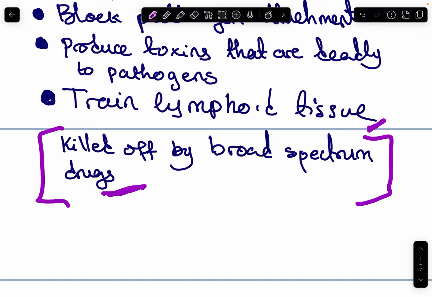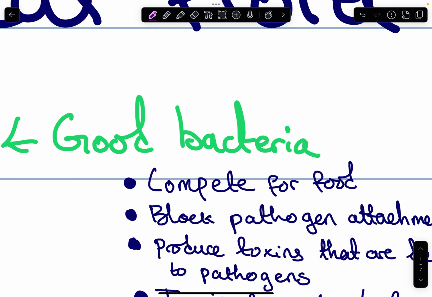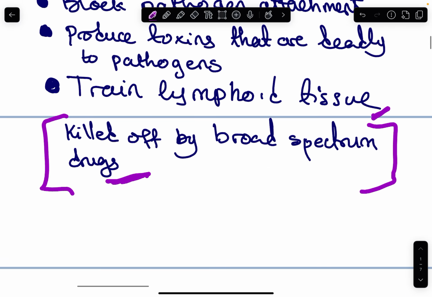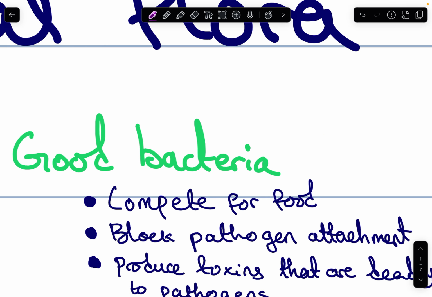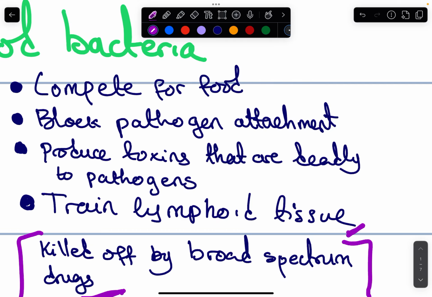Like, say you have a runny nose and you take a broad spectrum antibiotic to cure your runny nose. That antibiotic will kill the bacteria for the runny nose, but it's also going to kill some of the good bacteria. Okay, and that's why broad spectrum antibiotics can cause GI distress and super infections, because they're killing off the good bacteria. And if you kill off the good bacteria, then all these things are not going to be able to happen.